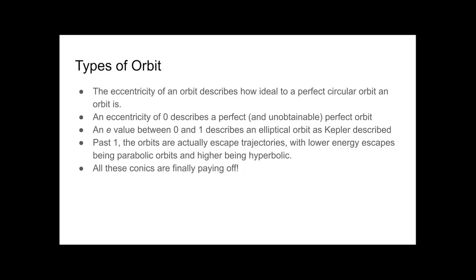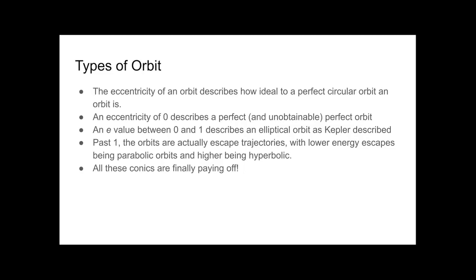There are also several different types of orbit. So you can describe an orbit as having an eccentricity, and this describes how ideal to a perfect circular orbit an orbit is. So an eccentricity of 0 describes a perfect and unobtainable circular orbit. An E value, which is eccentricity, between 0 and 1 describes an elliptical orbit as Kepler described. Now, once you get past 1, the orbits are typically escape trajectories.